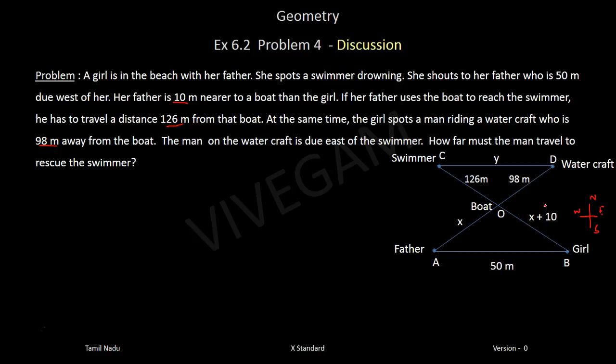Now we are asked to find how much the man must travel to rescue the swimmer. So this distance they are asking us to calculate. But if you look at these two triangles, this angle and this angle are equal, opposite angles, right? And these two angles are equal, alternate angles.